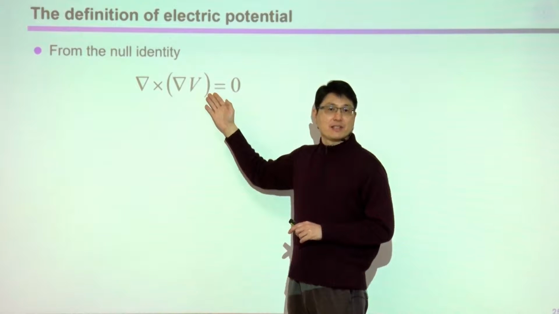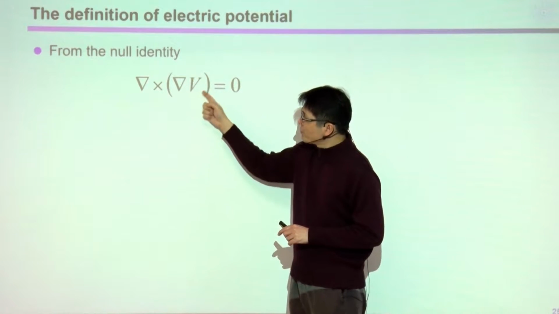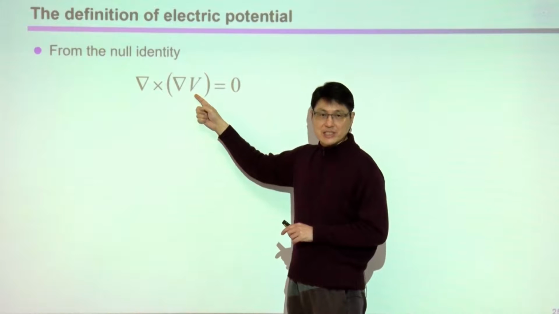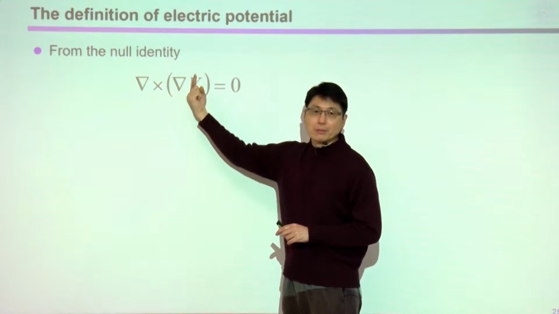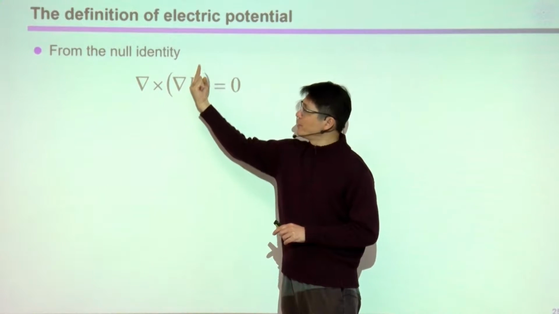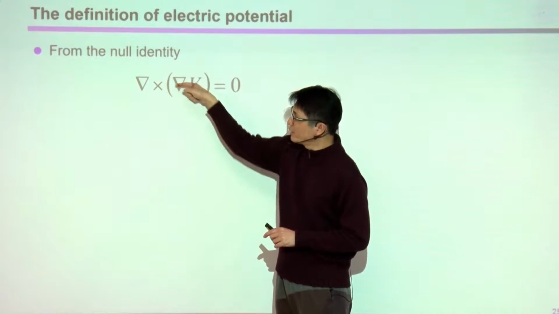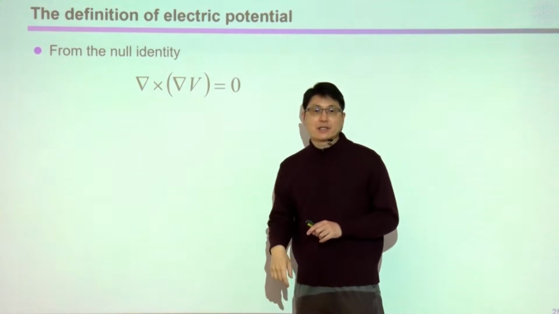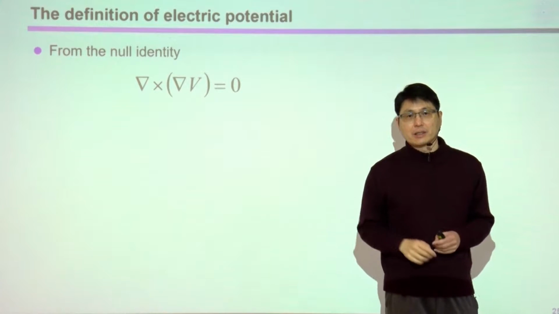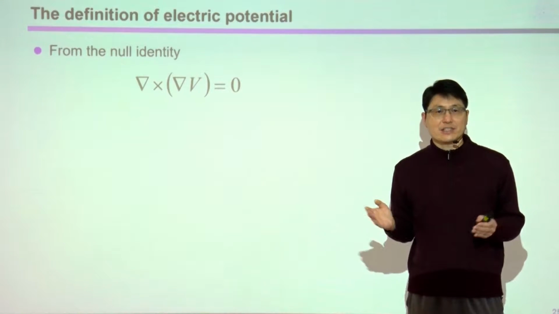We talked about this physical insight. If you perform a gradient to a scalar function, it will be normal everywhere, right? So if you have the vector is normal everywhere, you perform its closed loop integration, curl, you don't have any net circulation.